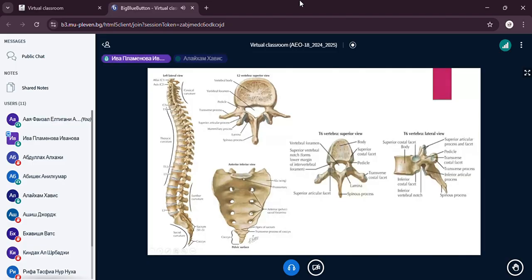What was that here on the sacrum, on the upper part of the sacrum, which is connected to L5 here?